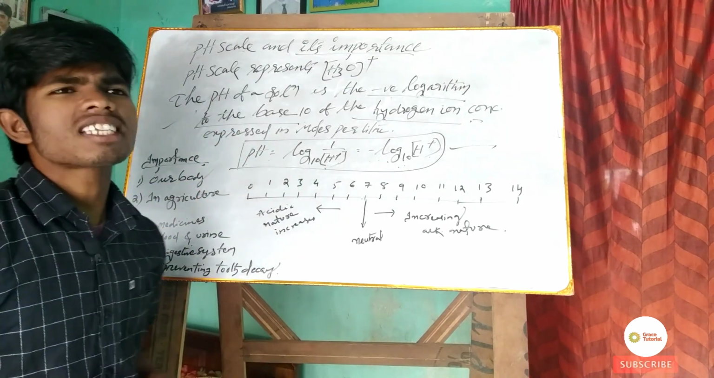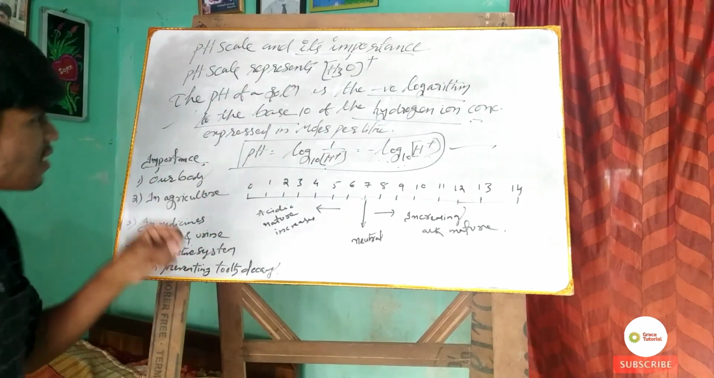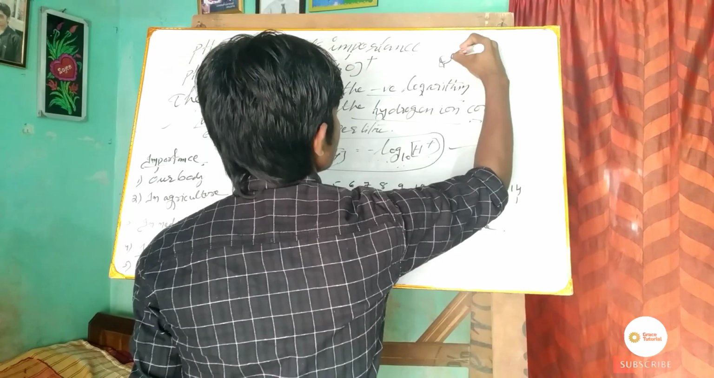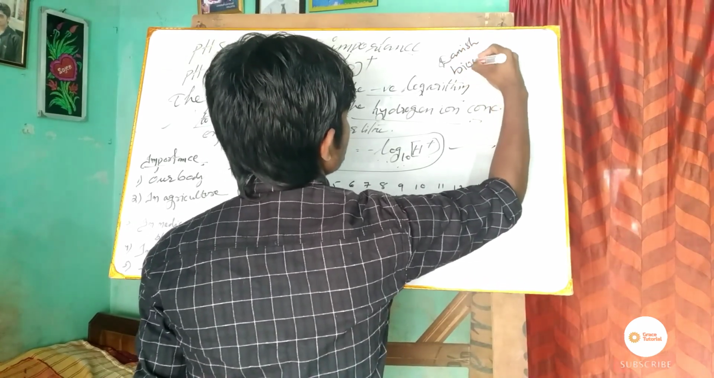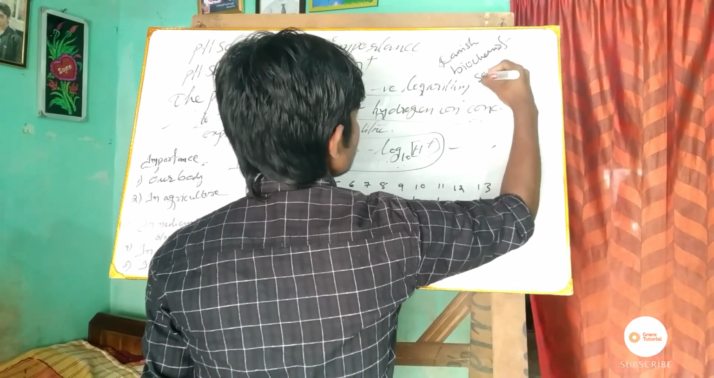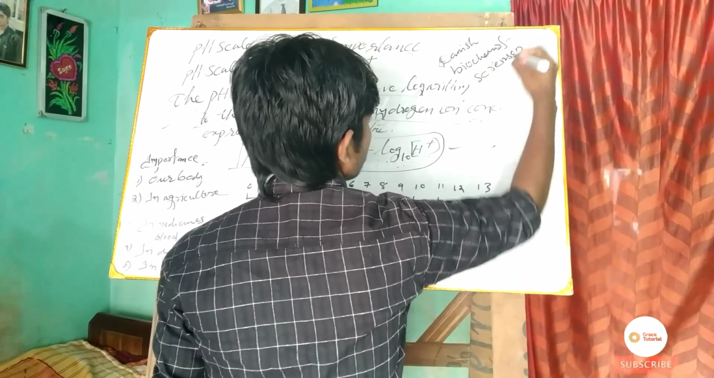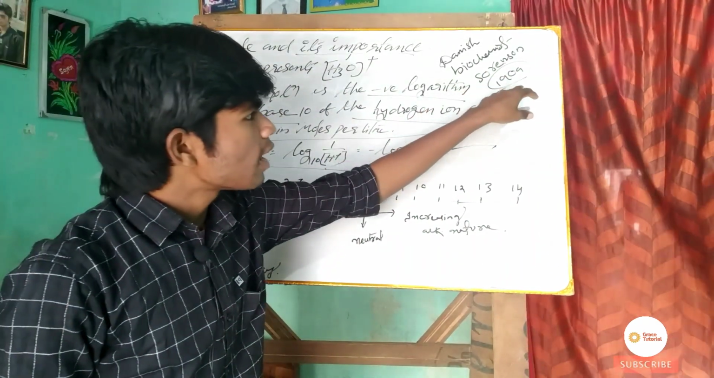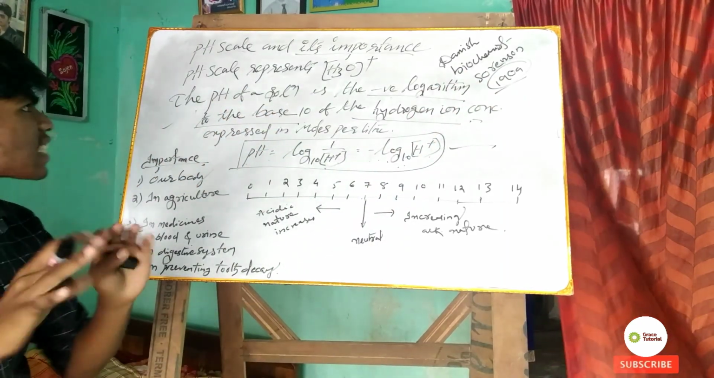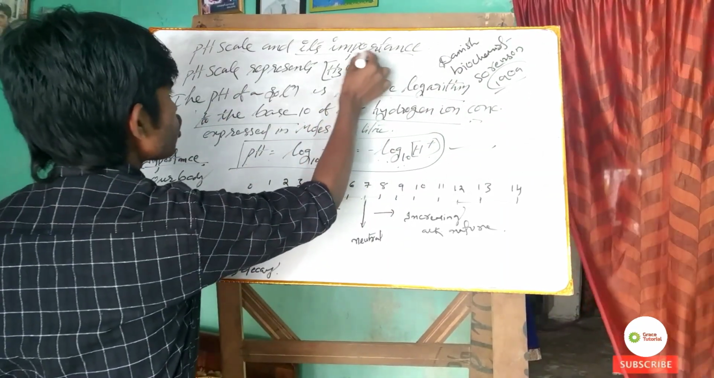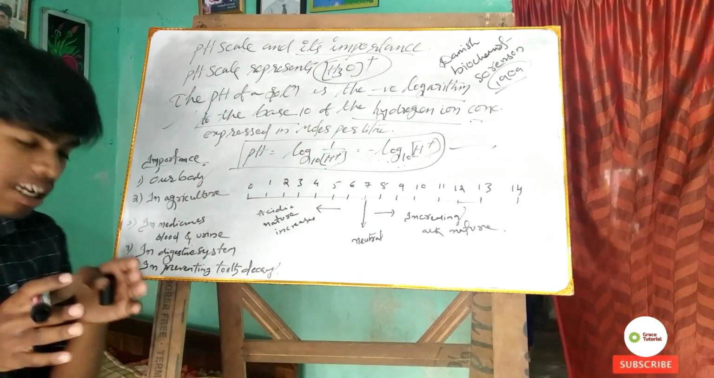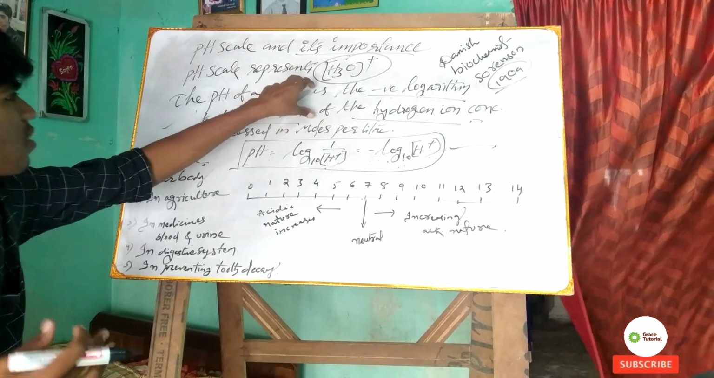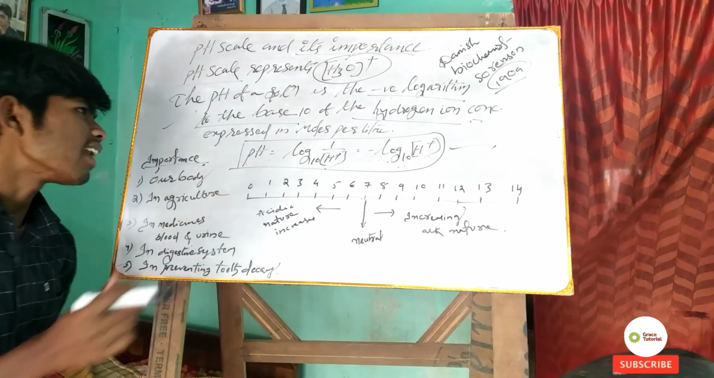So what is this pH basically, and who devised this? A Danish biochemist, and his name is Sorensen, in 1909, devised a scale to represent the hydronium ion concentration in an aqueous solution. That means for a given aqueous solution, to represent the hydronium ion concentration, he devised a scale which is regarded as the pH scale.